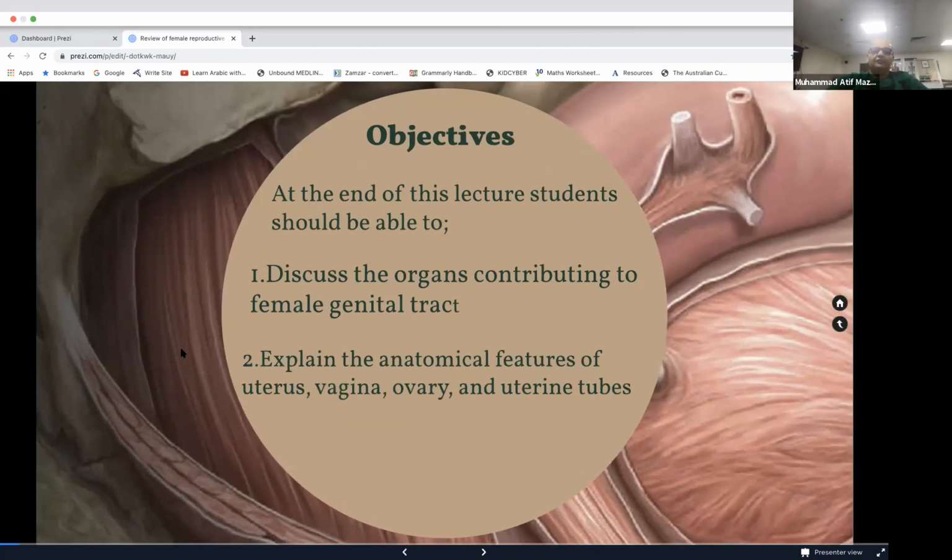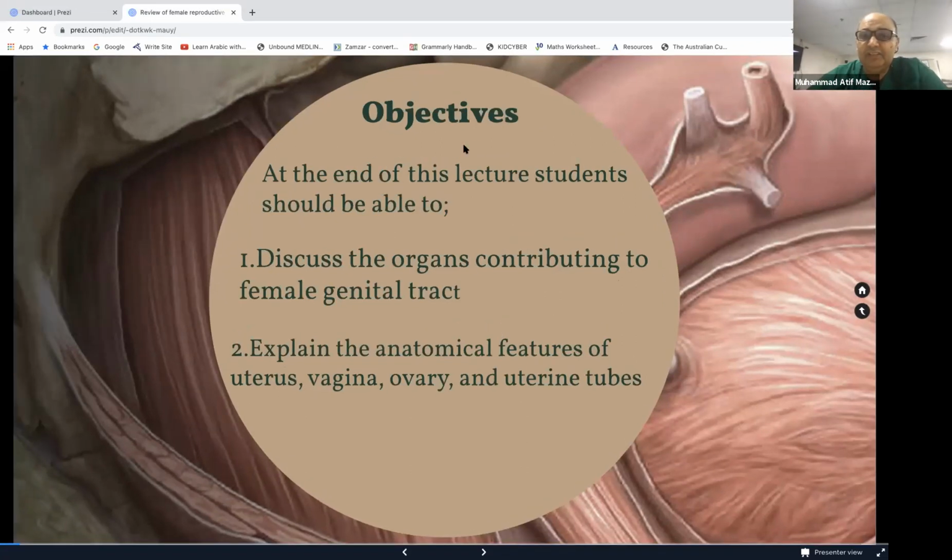The objectives I'll try to cover today: at the end of this session, we should be able to discuss the organs that contribute to the female genital tract, and then look into some of their major anatomical features, so that we know what we need to look at. So these are the objectives. Let's go further.